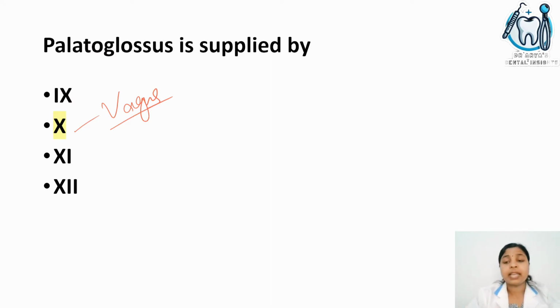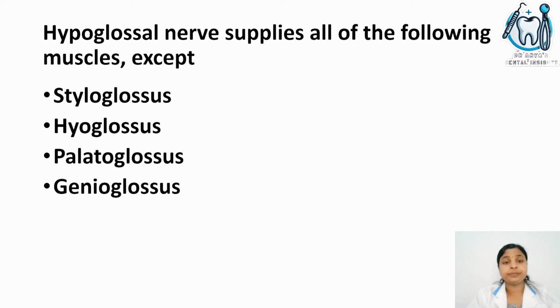Okay, and this question is otherwise asked in another way, that is, hypoglossal nerve supplies all of the following muscles except. Okay, this you already know. Hypoglossal nerve innervates styloglossus, hyoglossus, and genioglossus, whereas palatoglossus is supplied by vagus nerve. So the answer is palatoglossus.